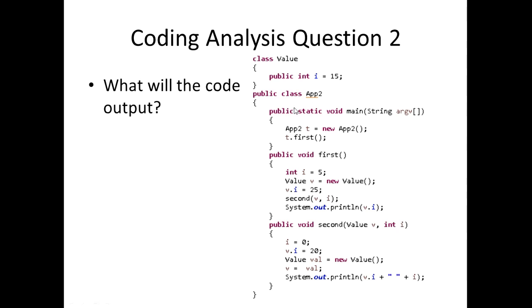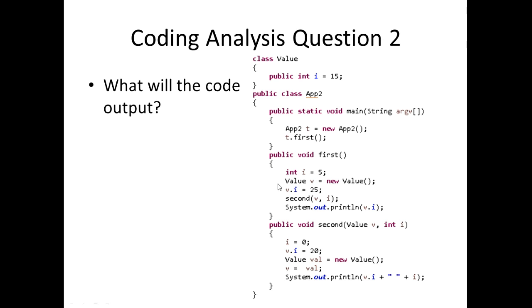Okay, so the next thing that we have is this class here, app2. Now, as you can see in app2, we have this main method, which is a method that's going to be executed when we run the application. So you've created a new instance of app2, creating a new object here, and then from here we are simply calling the first method. So t.first is pretty much going to jump to this method. Now, the first thing that's happening in this method is that we have an integer value set equal to 5.